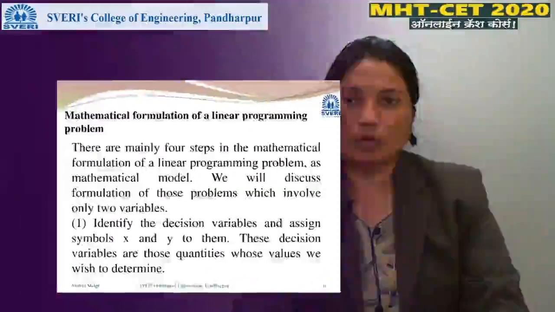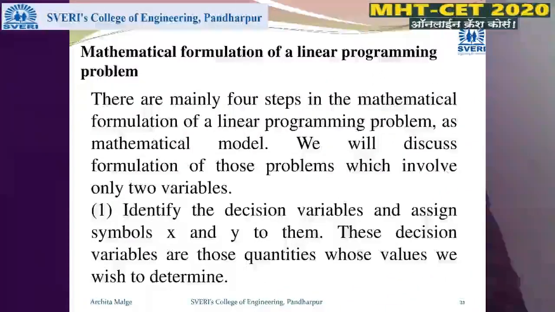Now, mathematical formulation of a linear programming problem. There are mainly 4 steps in the mathematical formulation of a linear programming problem as a mathematical model. We will discuss formulation of those problems which involve only 2 variables. As we know, whenever the given equation is of the type z is equal to ax plus by, x and y are the decision variables, and a and b are the constants.